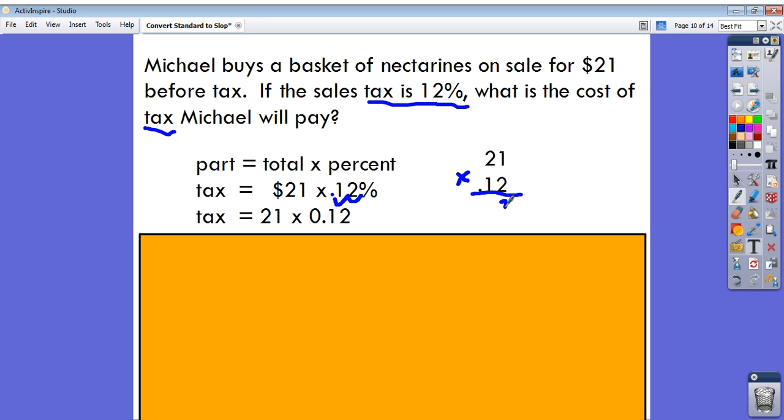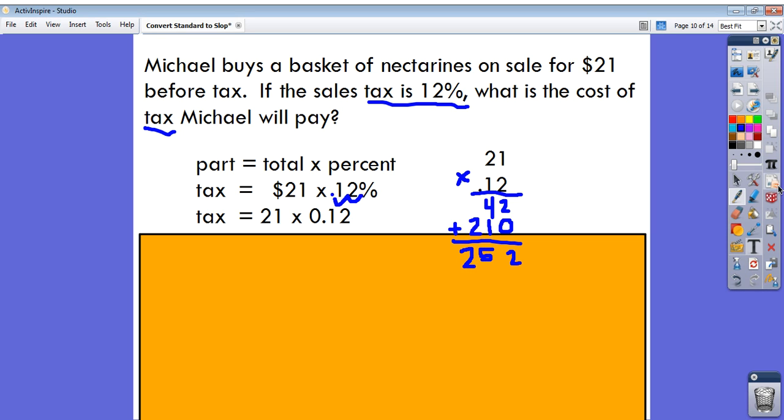2 times 1 is 2. 2 times 2 is 4. I just finished multiplying out my hundredths place. Now I need to multiply out by my tenths place. So I'm going to move over and write down a 0 as a placeholder. 1 times 1 is 1. 2 times 1 is 2. I'm finished multiplying, so I will add: 2, 5, 2. Sorry, that 5 looks crazy.